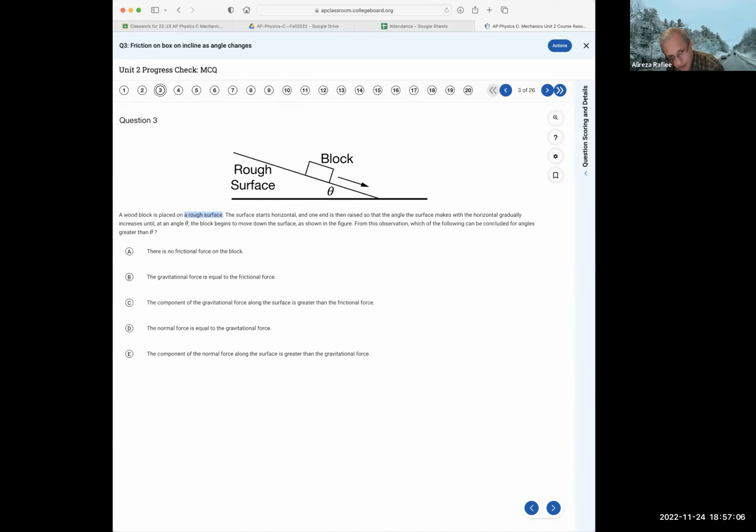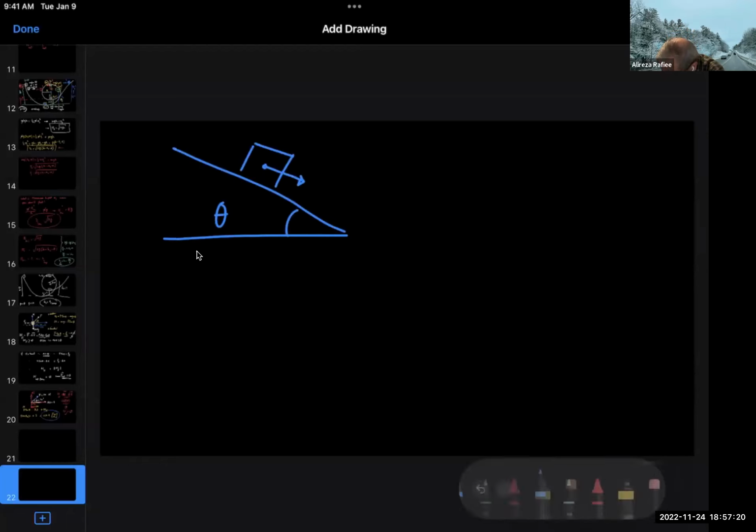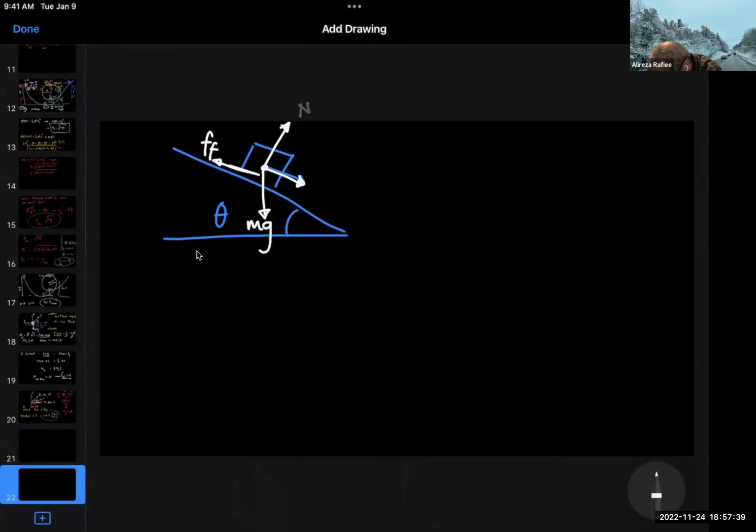So let me just draw it and then show you what I mean. So this is the object. At some unknown theta, this starts coasting with a constant speed down. That means this force mg and this N and this little tiny friction here, they reach a point where the force created on the right side is exactly equal to this friction and it causes it to move. Okay, let's just break this mg into two components.